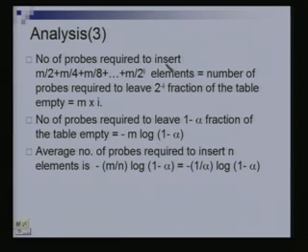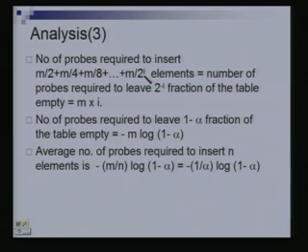So the total number of probes required to insert m by 2 plus m by 4 plus m by 8 plus so on up to m by 2 to the I, what is the total number of probes required? Recall from the previous slide, I said m for this, m for this also, m for this also. So what is the total required for these? m into I, because this is just 2 to the I, 2 to the 3, 2 to the 2. Each one of them is m, so it's m times I.